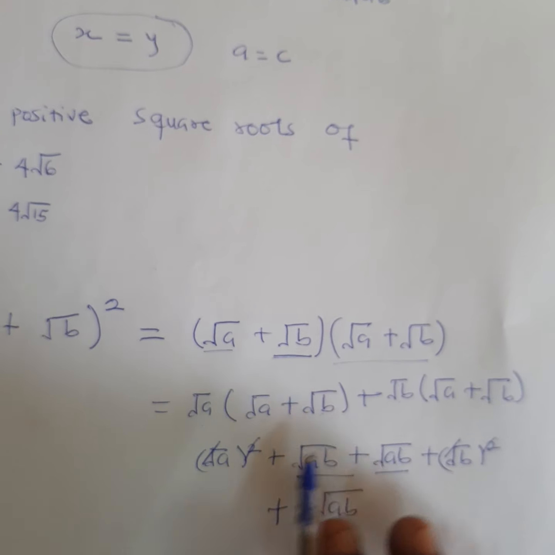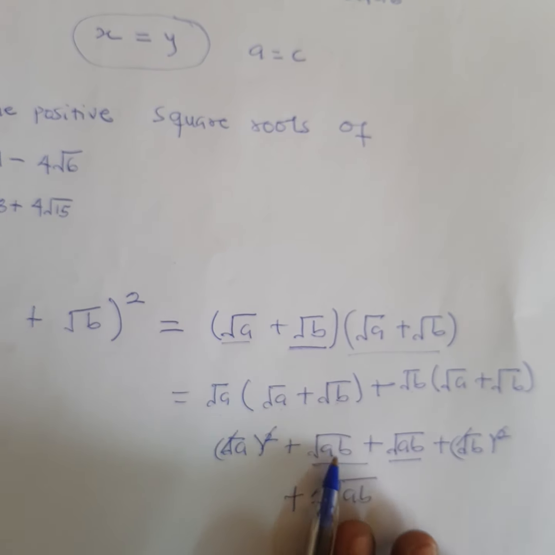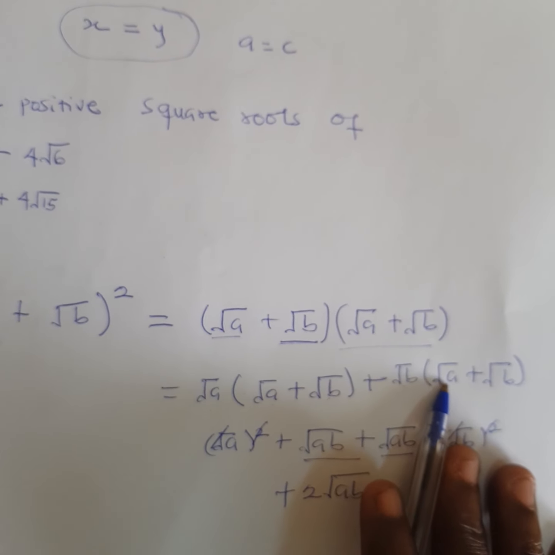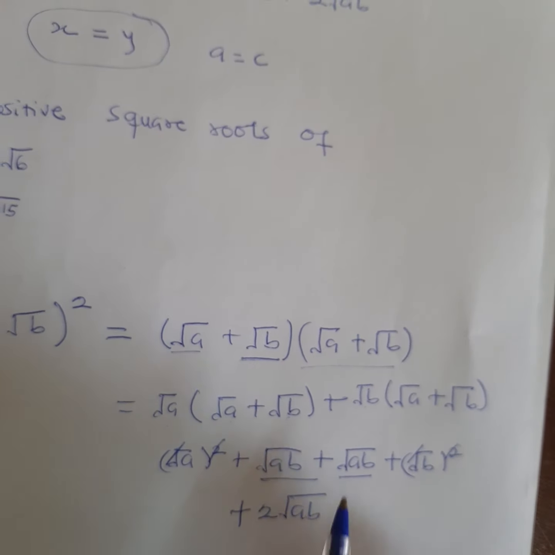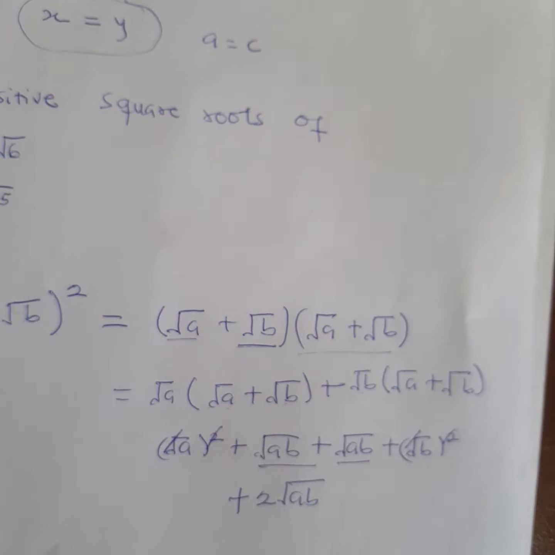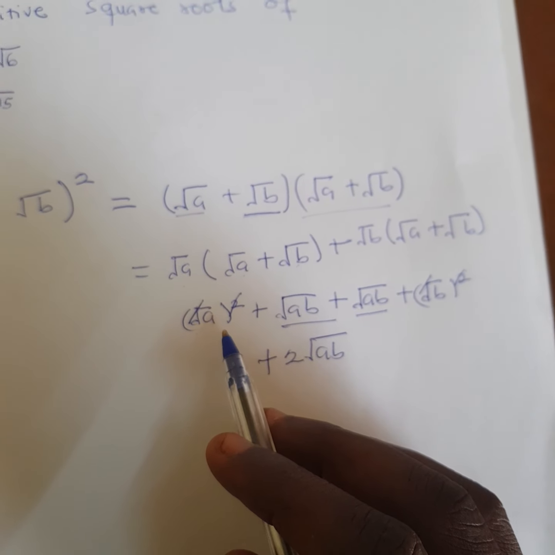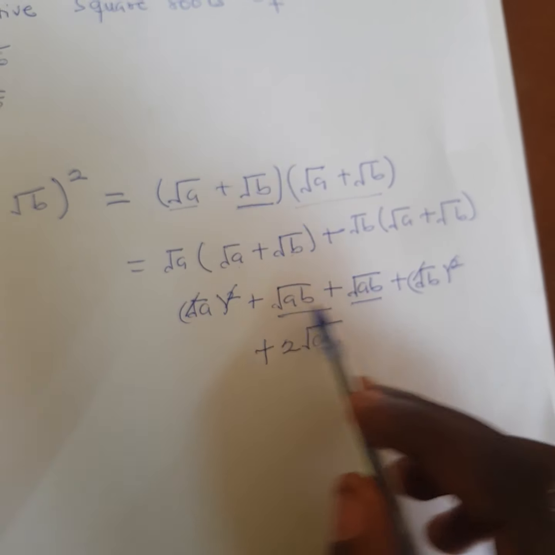When we expand this bracket, this multiplied by this is what we get. This multiplied by this is what we get. This multiplied by this is what we get. And this multiplied by this is what we get. Now, having done expanding, this is what you get.